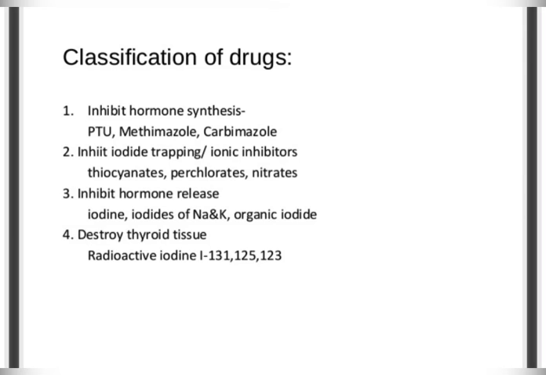The classification of drugs: those that inhibit hormone synthesis are PTU, methimazole, carbimazole. Those that inhibit iodide trapping, ionic inhibitors, are thiocyanates, nitrates, etc. The third group inhibits hormone release: iodine, iodides of sodium and calcium, organic iodide. The fourth group destroys thyroid tissue: radioactive iodine 131, 125, 123.